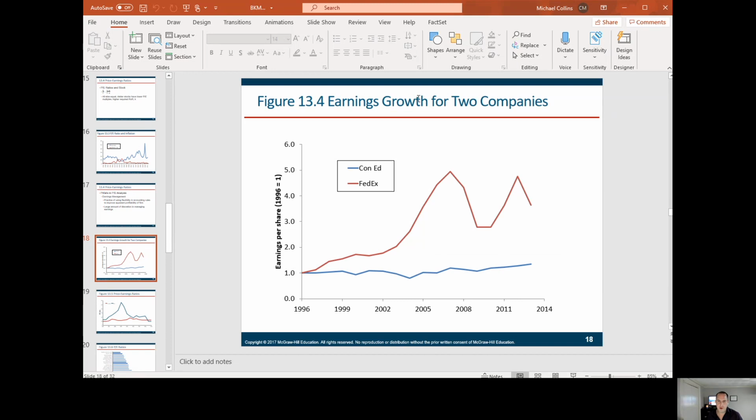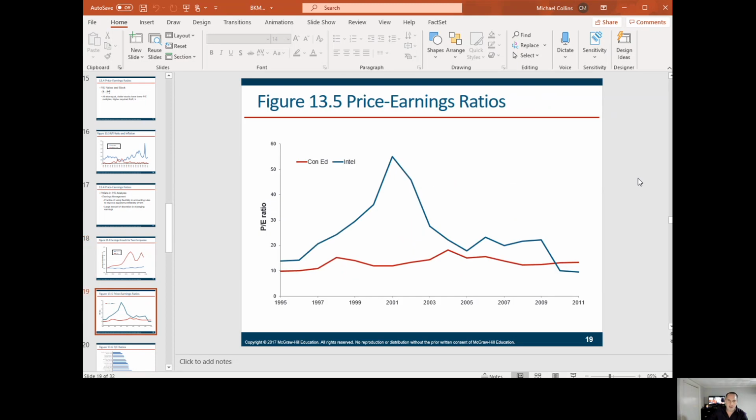Earnings growth for two companies. So this is FedEx versus a utility company. Not surprising, a utility company isn't much of a growth industry, right? Because they just pump out electricity. But FedEx is doing logistics and shipping. What's happened between 1996 and today? The launch of the internet, e-commerce. The amount of packages you get today is way higher than it was even 5 years ago.